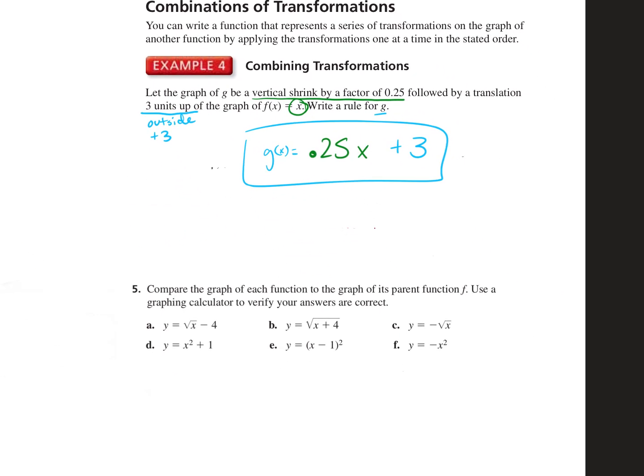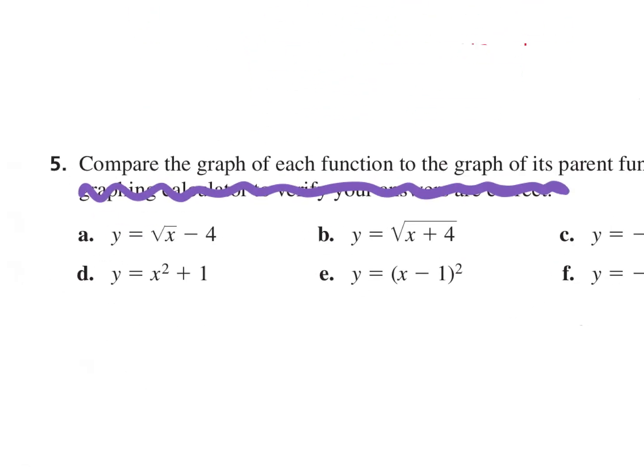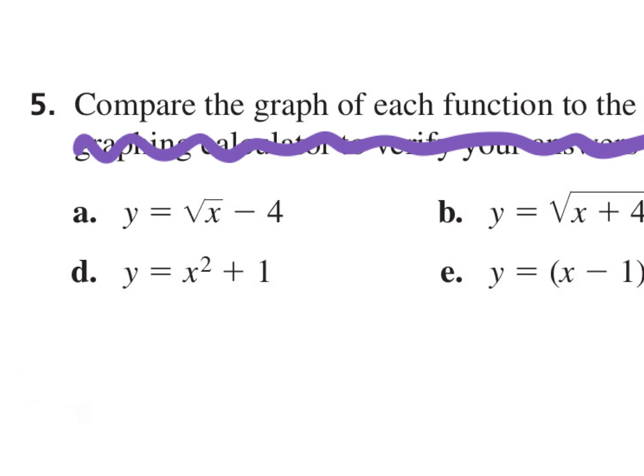All right. For 5, we want to compare the graph of each function to the graph of its parent. We're not going to use a graphing calculator, but we're going to make sure that we're right. So here, our parent function could either be x squared, the square root of x, the absolute value of x, just x. There's different types of parent functions. We're looking at what gets added or multiplied or subtracted to the x. So if we're subtracting 4 on the outside, where does that move our graph? Down. Go down 4.